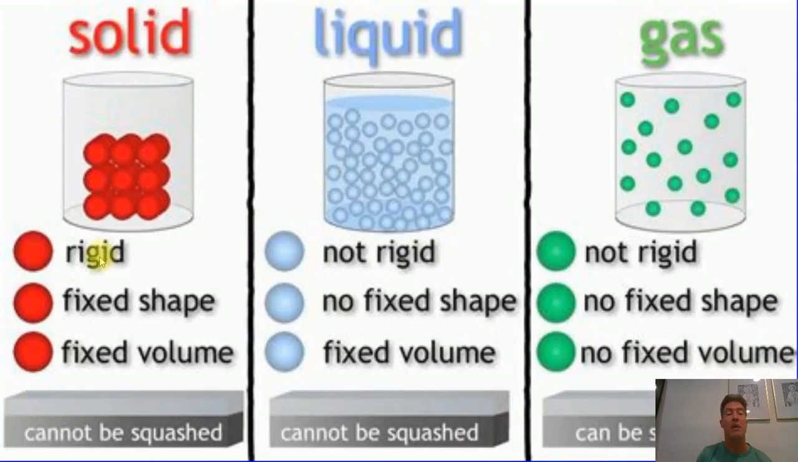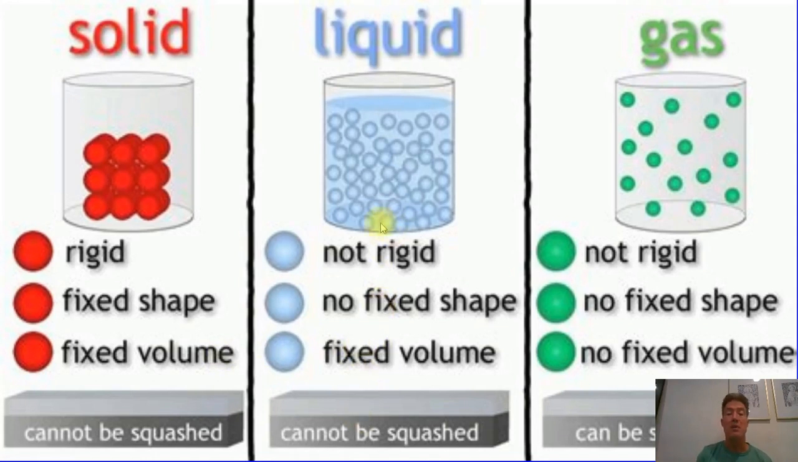So we look at a solid, we know it has a rigid shape. It's a rigid structure. So all the parts don't move with respect to each other. That gives it a fixed shape, a fixed volume, and it's incompressible. It can't be squished. By contrast, liquids are not rigid, so their particles can move with respect to each other. Therefore, it does not have a fixed shape. But it does, like a solid, have a fixed volume, and like a solid, it can't be squished.